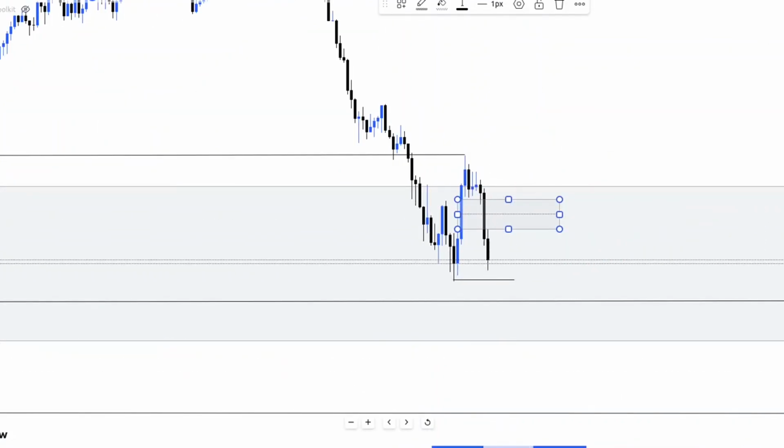Let's see what happens if price would respect this bearish fair value gap, and or if this bullish fair value gap will turn into an inverse fair value gap, because we have a fair value gap overlapping another fair value gap, which is a very strong momentum signal of a bearish move. So let's see what happens.